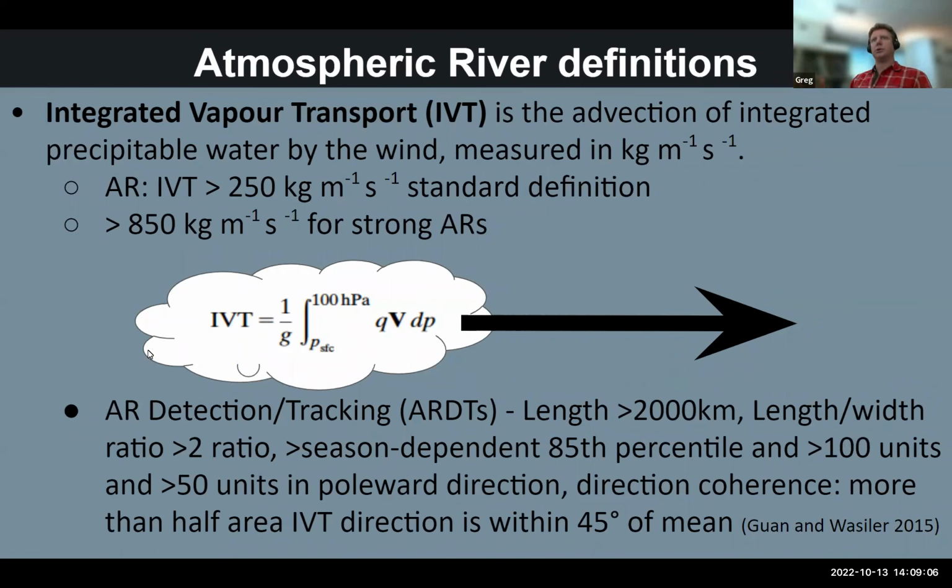So that's used in conjunction with the winds throughout the atmosphere, and you can use both of those things to compute the integrated vapor transport. And so this is the advection of integrated precipitable water by the wind. It's measured in a hard to say unit, kilograms per meter per second. So I'll just say units, I think, instead of saying all that. So for an atmospheric river, we're looking at IVT of greater than 250 units. It's the standard definition, but it really does depend on where you are on Earth, and even what climate you're in.